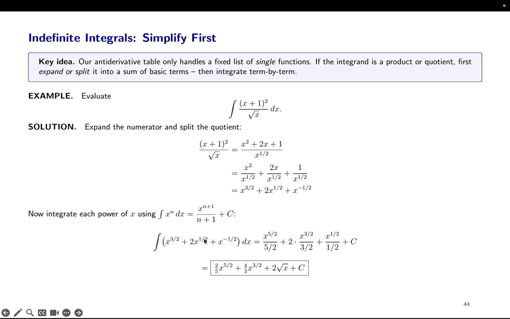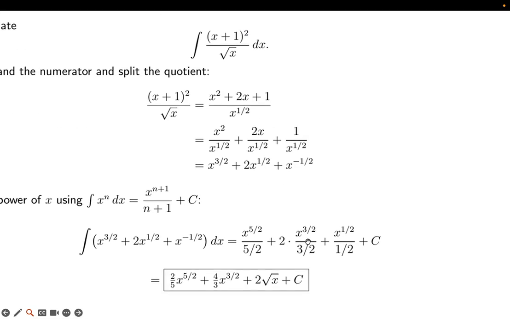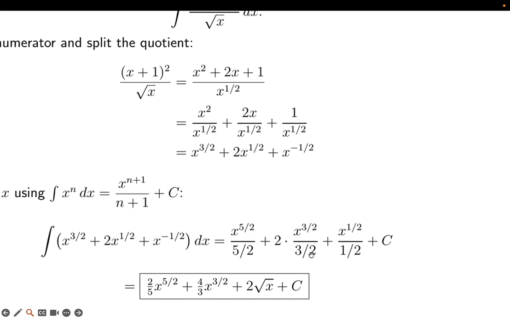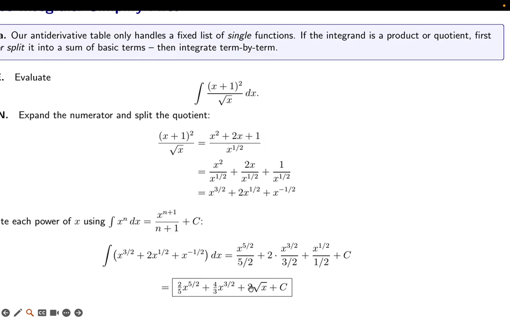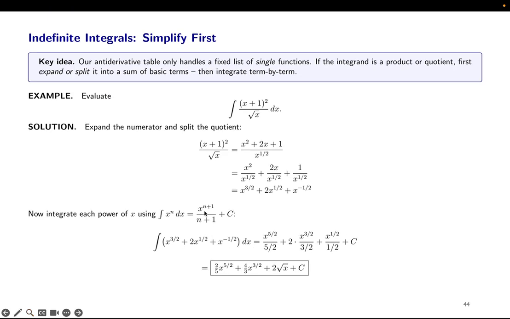x to the 1/2, add 1 is 3/2, divide by 3/2. You flip this to 2/3, and then you can cancel, and you get 4/3. x to the negative 1/2, you add 1, which is 1/2, divide by 1/2, it's the same thing as times 2. So that's how you can find indefinite integrals.